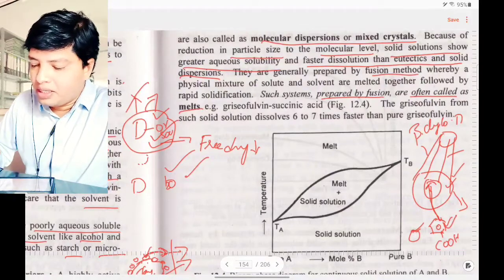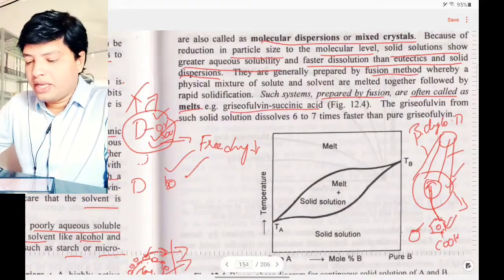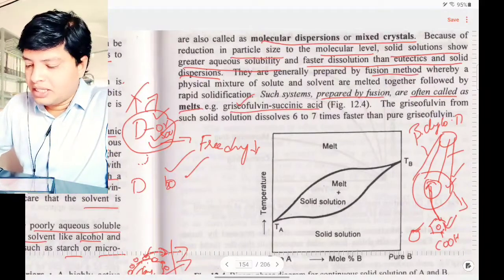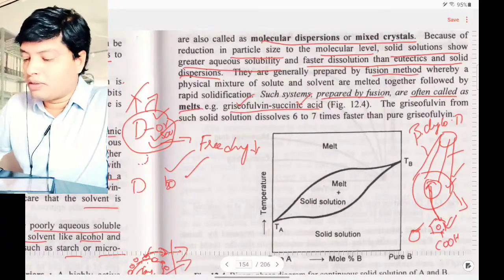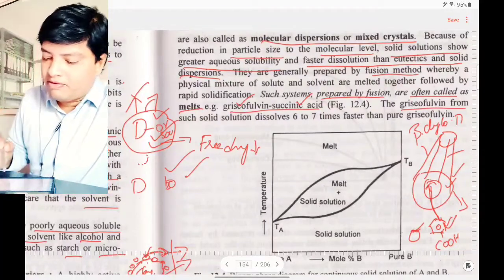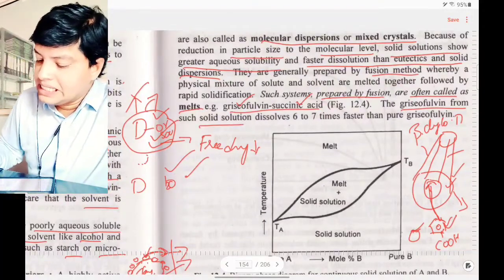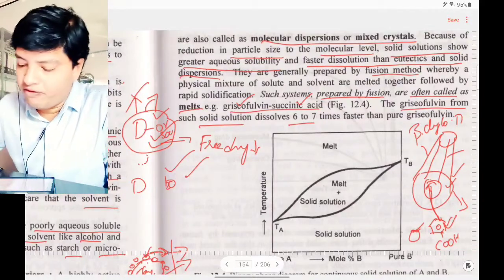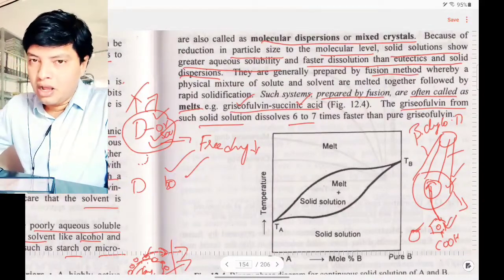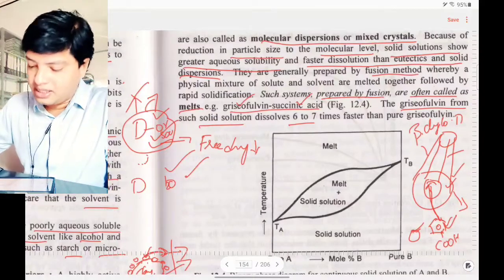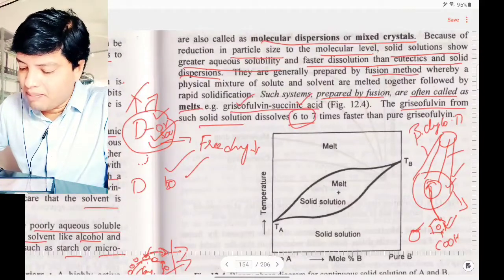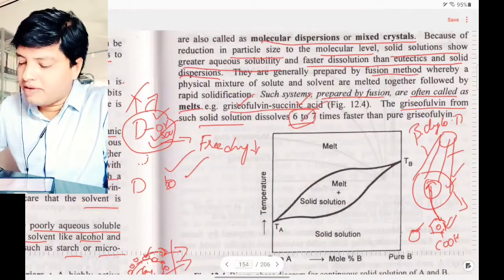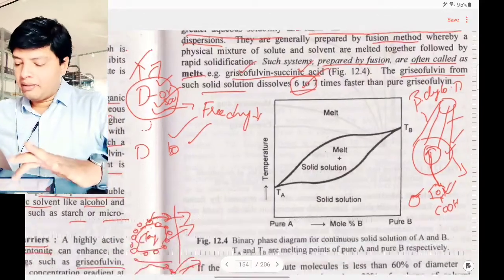An example is griseofulvin and succinic acid. Here griseofulvin acts as the guest molecule and succinic acid acts as the host molecule. The griseofulvin from such a solid solution dissolves 6 to 7 times faster than pure griseofulvin. If you prepare a solid solution of your drug and succinic acid, it has 6 to 7 times more solubility than the parent molecule.